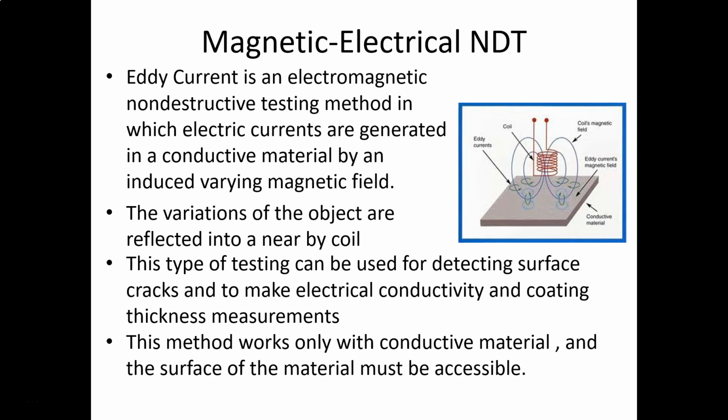This method works only with conductive material, and the surface of the metal must be accessible to be able to do that testing. If you cannot access the surface, then you will not be able to do such a test.